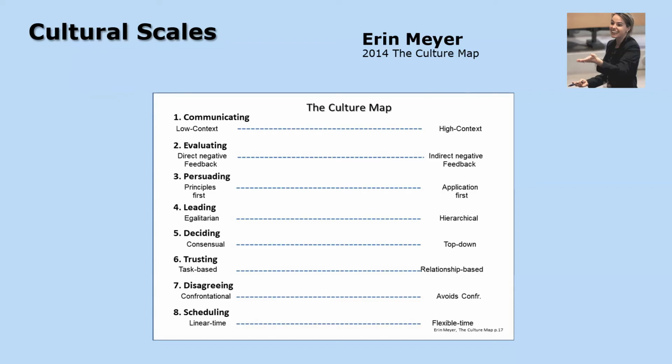And so she looked at evaluating, at persuasion, at deciding, at trusting, and disagreeing. So these are some of the dimensions that the others haven't looked at yet. Erin Meyer did a great job in contrasting these cultural dimensions. So you put your cultural dimension on the scale, and you put the cultural dimension of your colleague on the scale, and then you can compare where you are distant and where you are far apart in these cultural values.